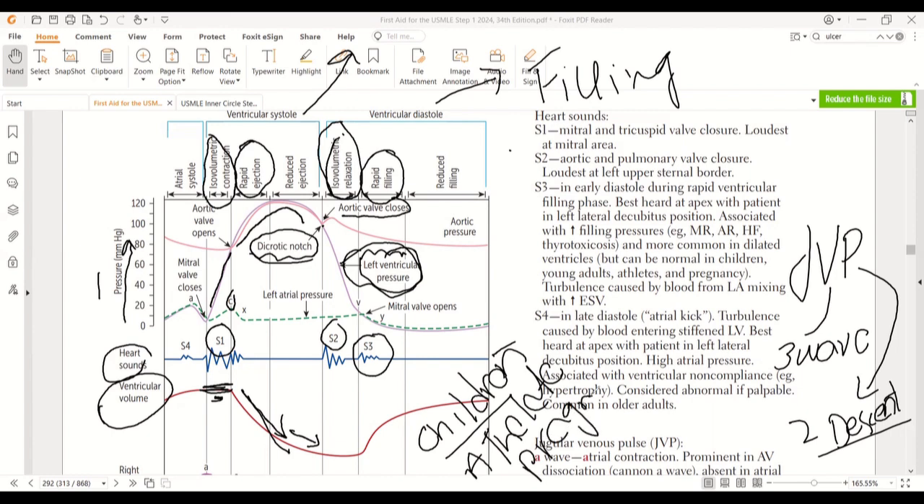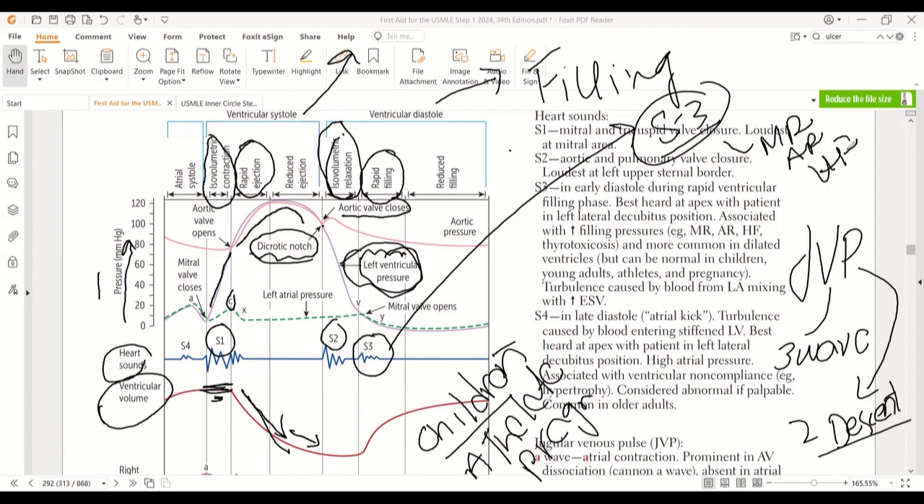What are the pathological causes of this S3? Volume overload. Volume overload may be mitral regurgitation, aortic regurgitation, heart failure, thyrotoxicosis, and many more, right? Yes. Okay.